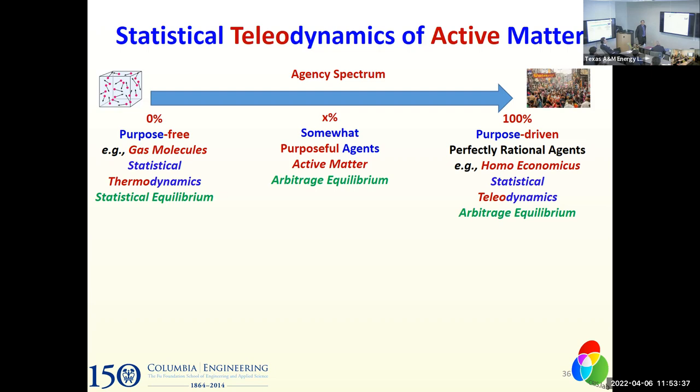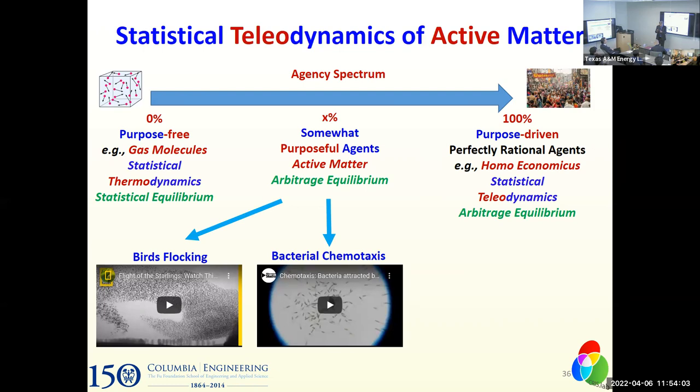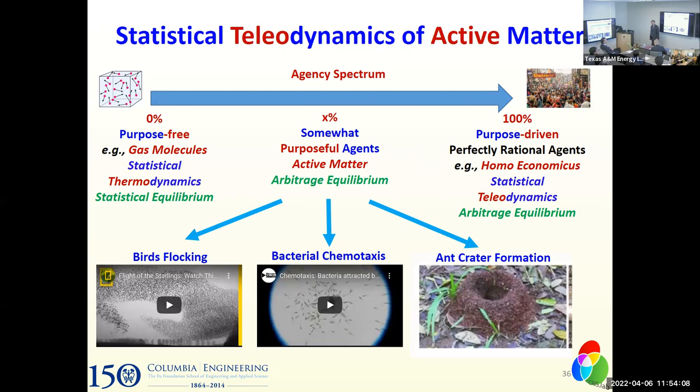One example is birds flying around and flocking and so on. This is the subject of what people now call active matter. I won't get into the details of this, but it turns out statistical teleodynamics can explain how birds and fish swim together. Or bacteria in chemotaxis when they are going after food, or how ants build craters. All of these have different levels of agency, and they are all part of this theory, which goes from active matter to passive matter to active matter.